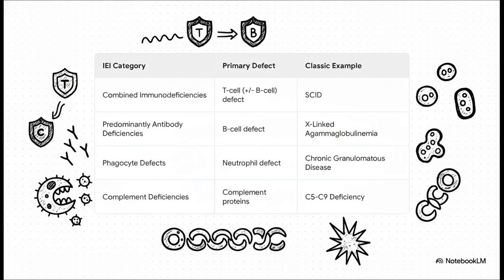Okay, this table is super helpful because it takes a really complex topic and breaks it down. We can basically classify these disorders based on which part of the immune army has a problem. Is it the T cells, the B cells, which make our antibodies? Is it the phagocytes, the cells that eat germs, or is it the complement system? Depending on where the defect is, you get a totally different pattern of clinical problems.